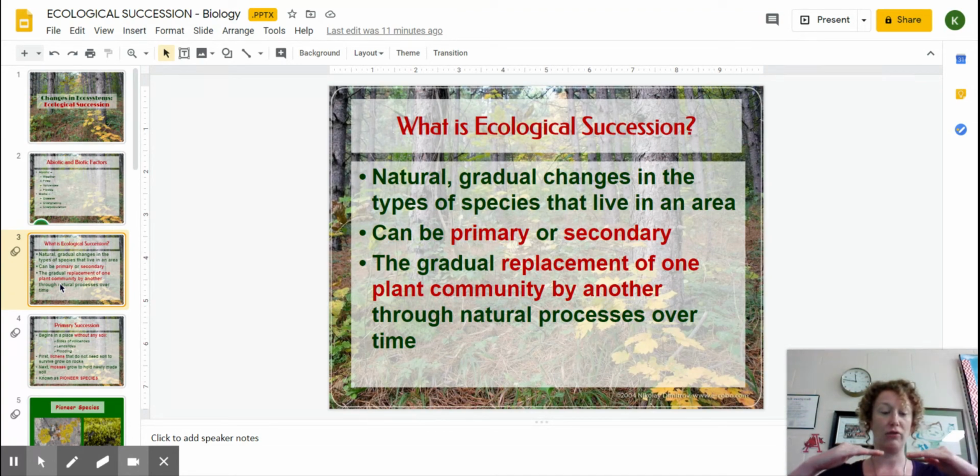As you go from level to level, you're replacing species that aren't quite as hardy, or might be smaller or more tender, with an environment that's much more stable. So the species of plants and animals that live at each of those levels is going to change a little bit. There's going to be that gradual replacement of one community of living things by another through natural processes over time. All right.